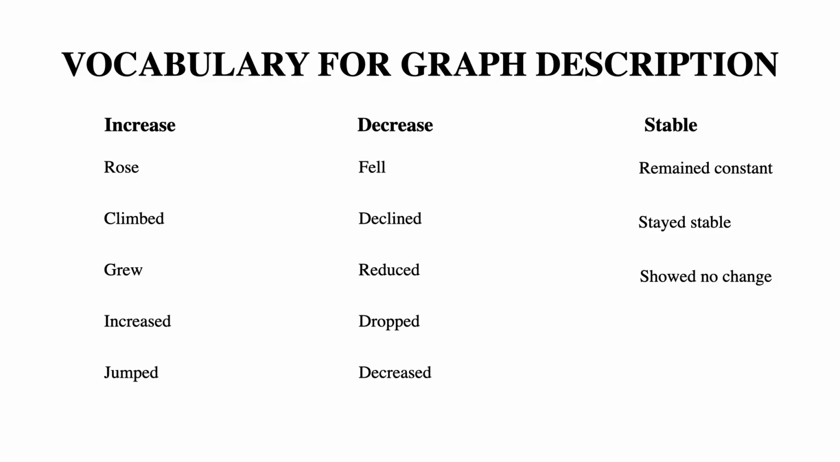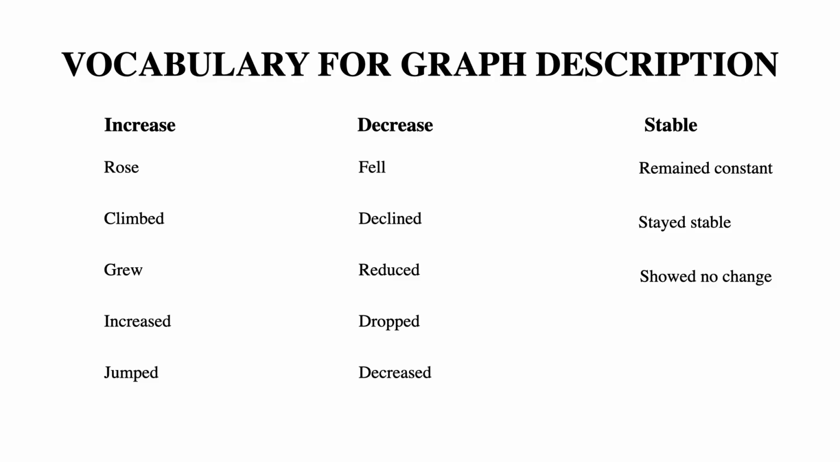In IELTS writing, good vocabulary means showing variety. You should know multiple words that express the same idea. Let's understand with this example. Suppose something goes upward on a graph. Instead of always writing increase, you can use many alternatives. You can write rose, climbed, grew, increased, jumped. Each word shows upward movement, but using different words makes your writing stronger.